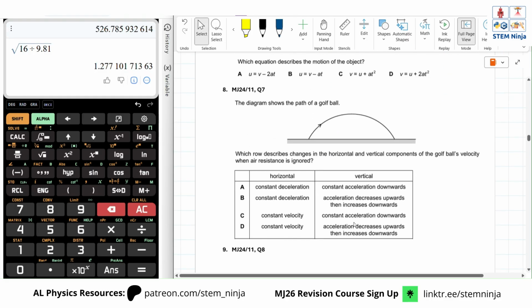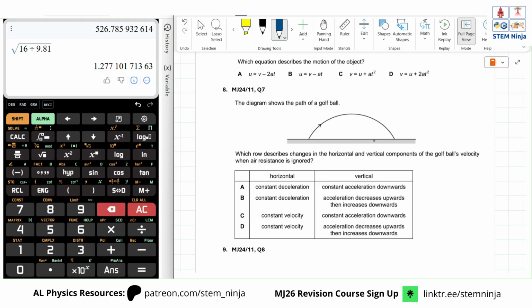Now let's move on. The diagram shows the path of a golf ball. Which row describes changes in the horizontal and vertical components of the golf ball's velocity when air resistance is ignored? Horizontal velocity remains constant, but vertical velocity undergoes change due to acceleration.